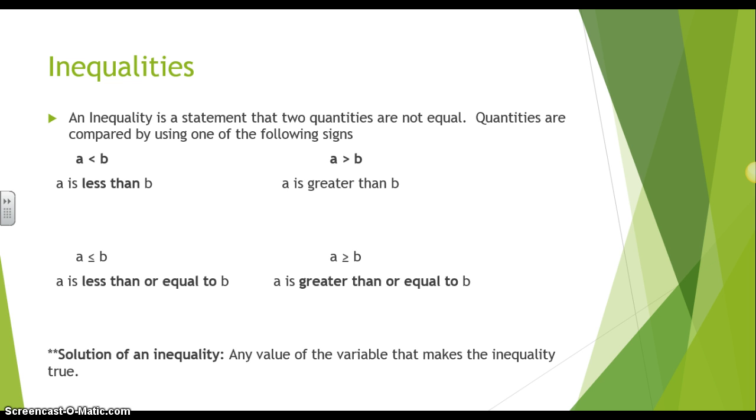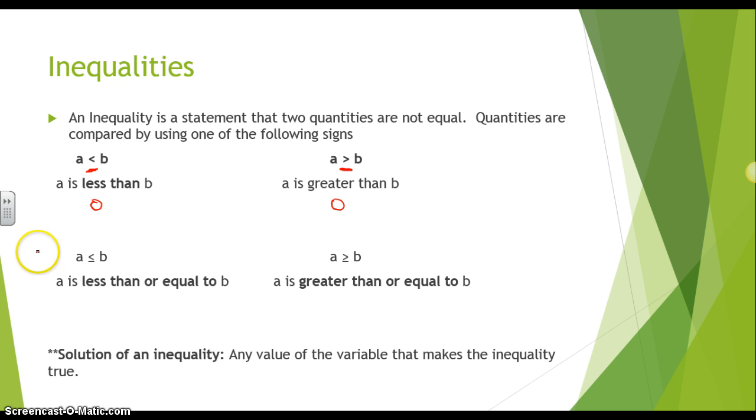Quantities are compared by using one of the following signs. So our first example, we have A is less than B. And our second example is A is greater than B. So here we have the less than sign. Here we have the greater than sign. I want to review too, when we're graphing inequalities, remember when it's just less than or greater than, we have an open circle. And I'll get into this a little bit more when we go into the examples in a little bit.